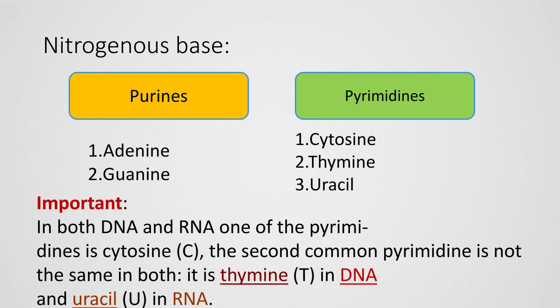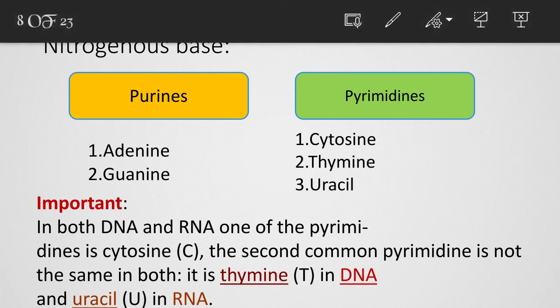Nitrogenous bases are basically of two main types, purines and pyrimidines. Purines are of two types, adenine and guanine, and pyrimidines are of three types: cytosine, thymine, and uracil. An important point is that in both DNA and RNA, one of the pyrimidines, cytosine, is the same in DNA and RNA, but the second pyrimidine is not the same, because thymine is present in DNA whereas uracil is present in RNA.